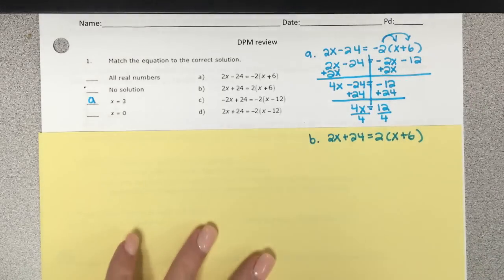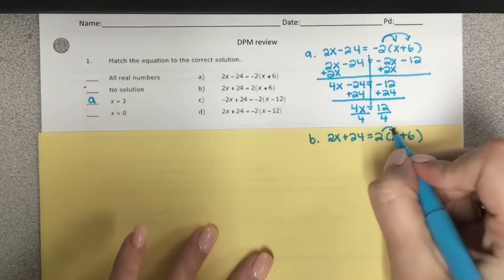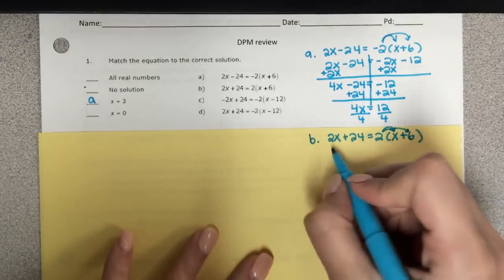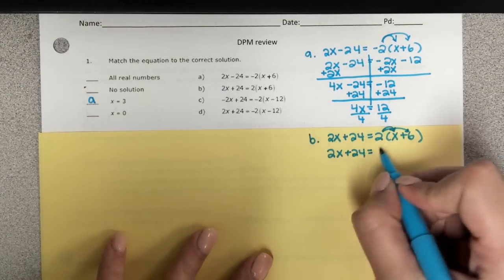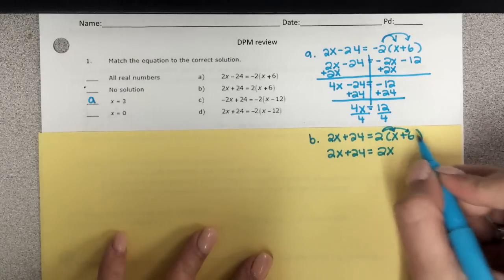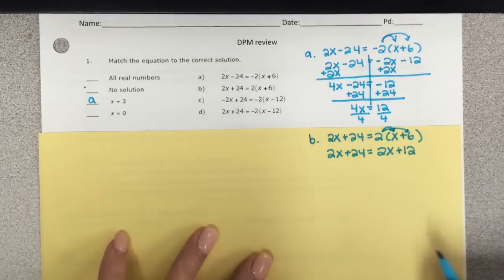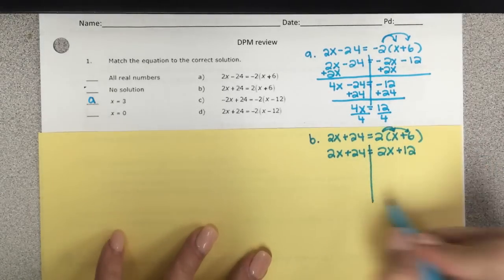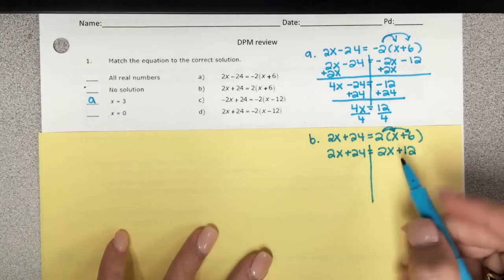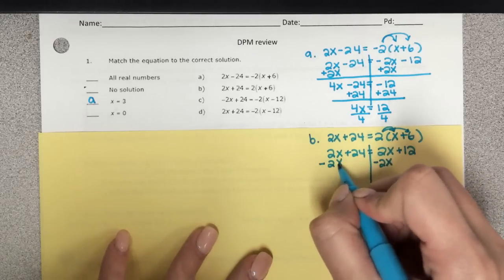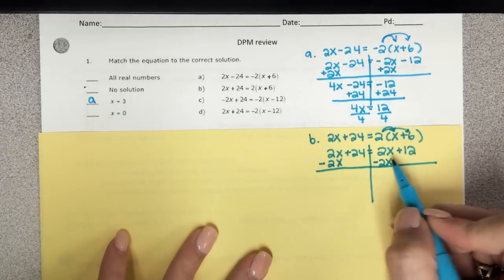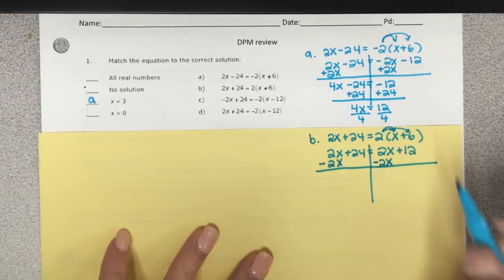And just like on A, the first step is going to be to distribute. So 2x plus 24 equals 2 times x is 2x, 2 times 6 is 12. You're following basically the same steps. You can't have x's on both sides, so we're going to subtract 2x, subtract 2x, because what you do to one side, you have to do to the other.